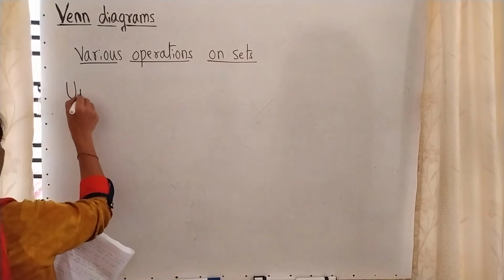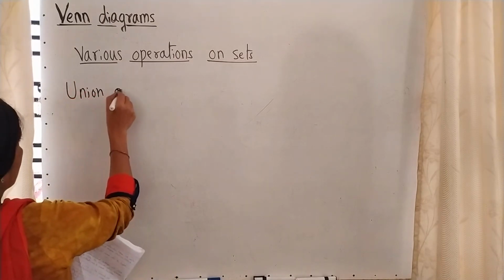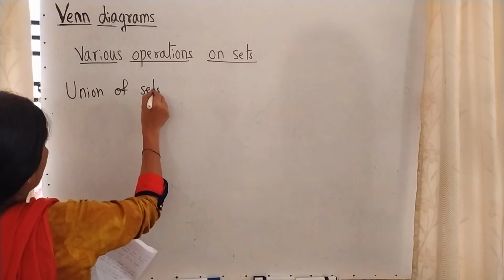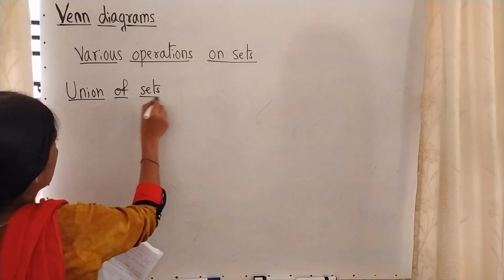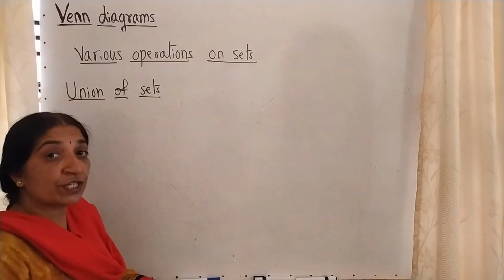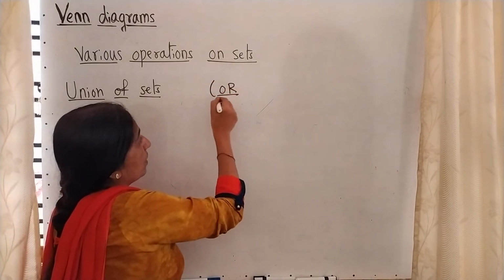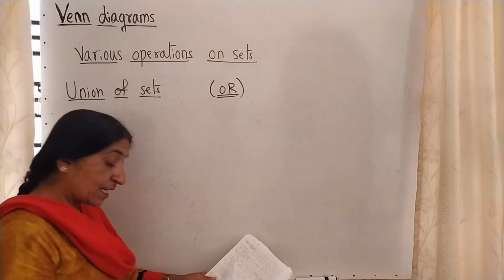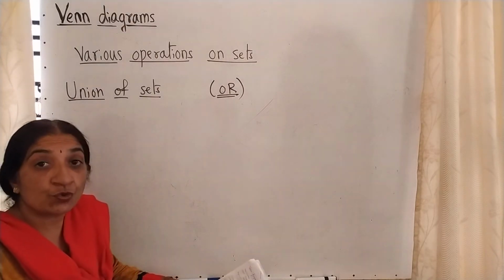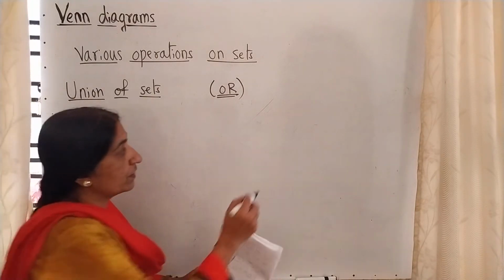First I am explaining union of sets. Whenever you are solving CET questions, instead of union, they can use the word or. Remember, if the word or comes, it is related with union.